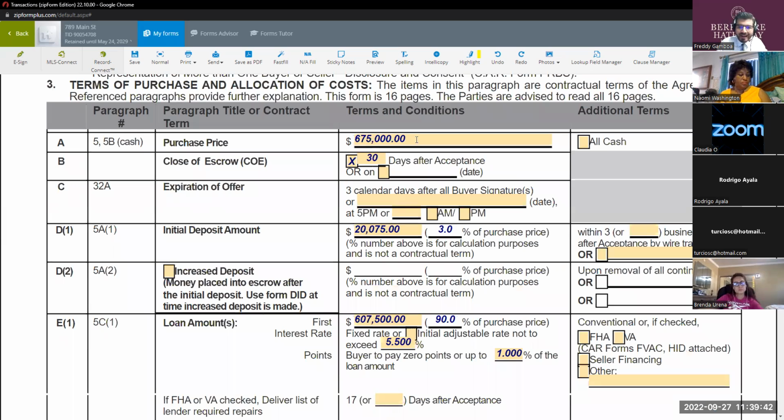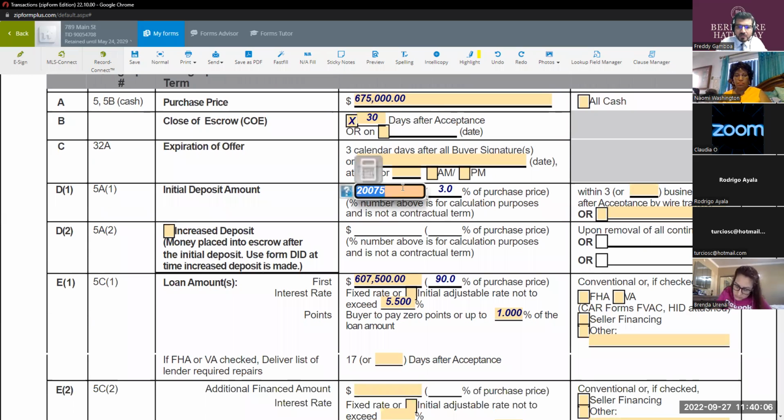I want you guys to highlight the price. Highlight the price. That's gonna be your first thing to counter back. Make sure if it's all cash. If it's not cash, then leave it alone. Next thing, highlight the close of escrow. So we're gonna highlight price and the close of escrow.